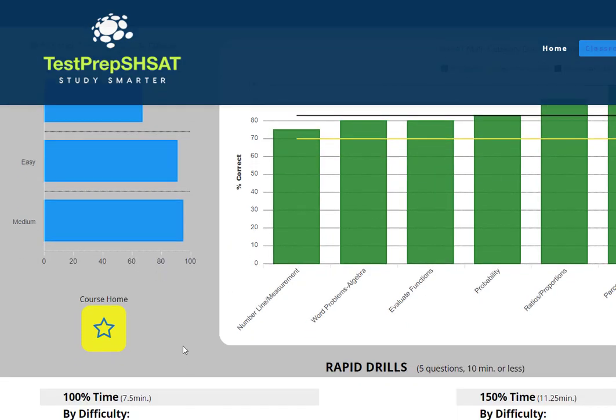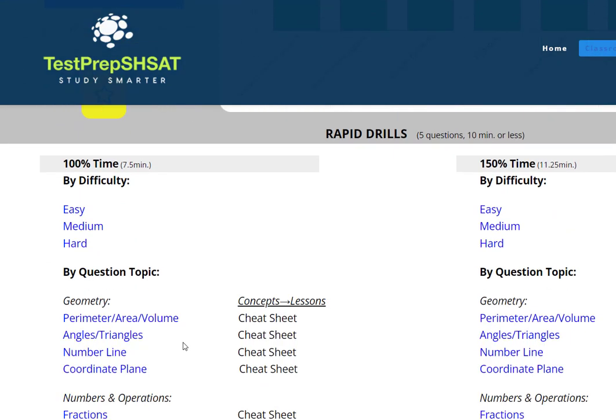So how would I go about doing that? I'm going to go down to my rapid drills. I can take them at 100 or 150% time, which is going to be a difference of 7.5 to just over 11 minutes. Short practices, nice and easy. You can do them on your phone. You can do them while in school, on a break, on the bus, in the car, whatever.